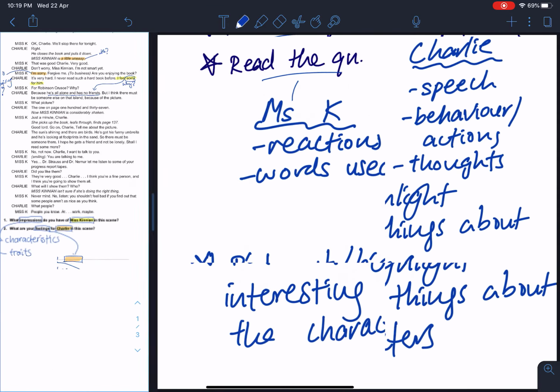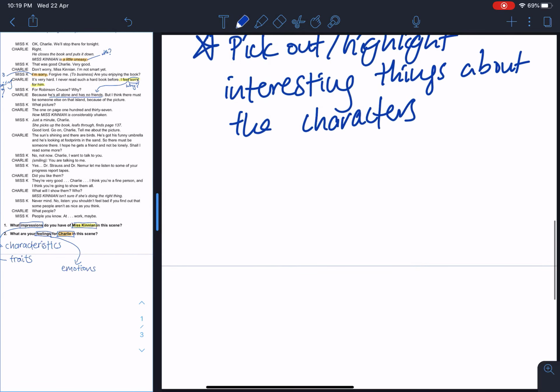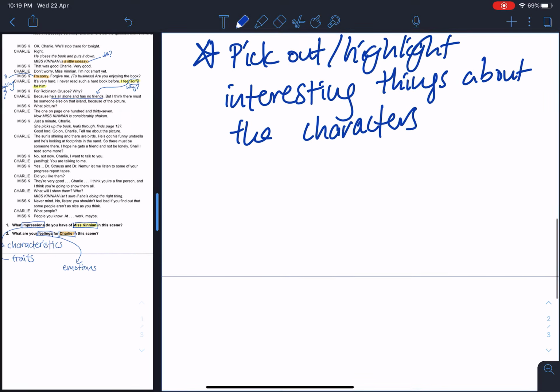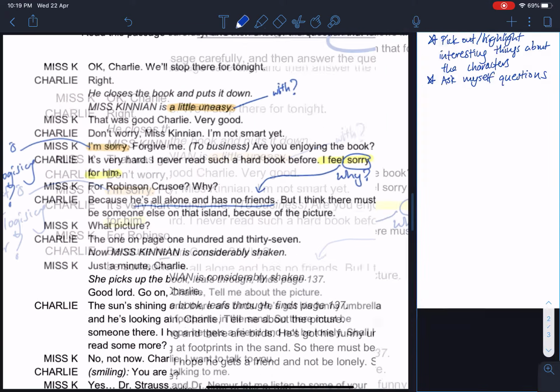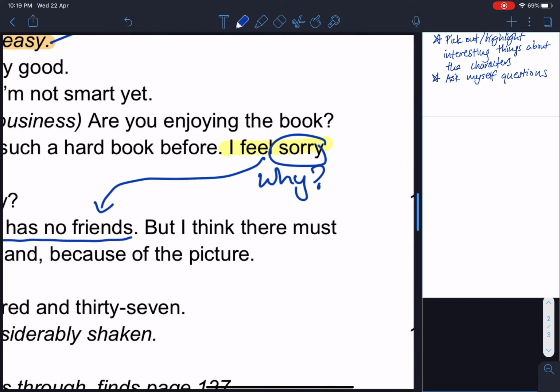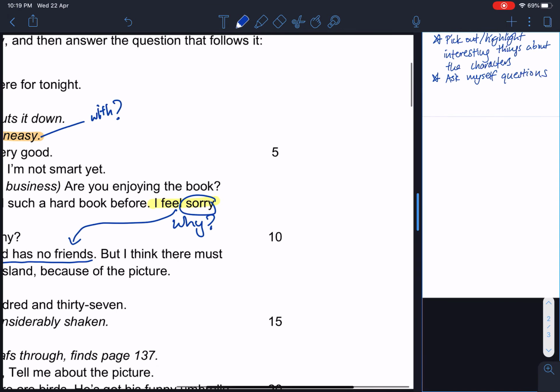So look at what I am doing. I've picked out all the other interesting things, right? My next step was to ask myself questions. So for example, let's go back to this. I said, why did Charlie feel sorry for Miss Kinnian, correct? Sorry, not for Miss Kinnian, for Robinson Crusoe. So this is the question that I asked myself that will help me answer the question.